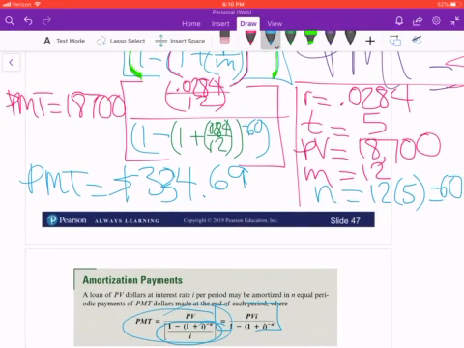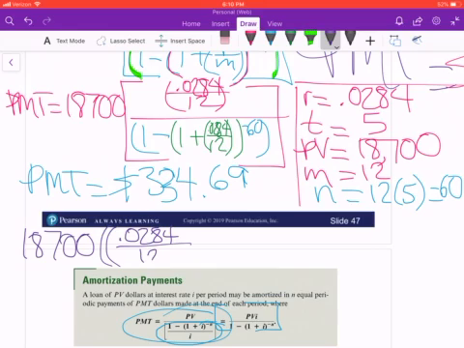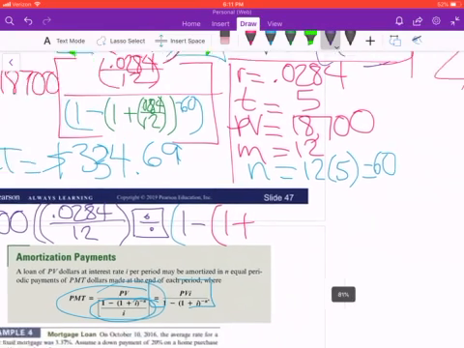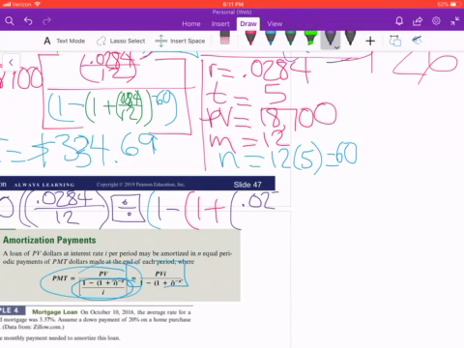To enter all of that on the calculator, you should do the following: 18,700, and then open double parentheses. Then enter the rate, 0.0284 divided by 12, and enclose the rate. Then we divide, and now we're going to enclose the denominator. That will be 1 minus 1 plus the rate again, 0.0284 divided by 12. You have to close that. Then we close again, and that quantity enclosed in the parentheses will be raised to the power negative 60.